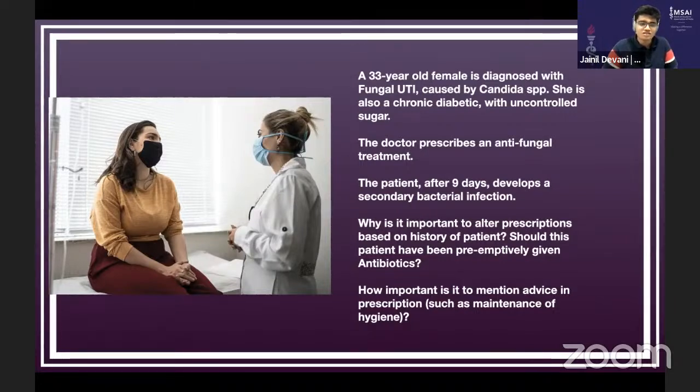I'd like to start with Dr. Manisha Devani and then Dr. Mahesh sir, please. Yes, Jainil, this is really a very important thing you have mentioned here.